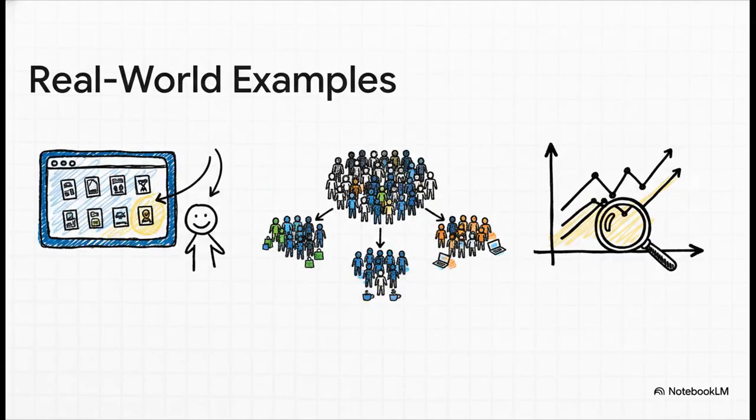This is the magic behind things like recommendation engines. You know when your streaming service just knows what you want to watch next? It's because an unsupervised algorithm has secretly grouped you with millions of other people who have similar tastes. It's also a total game changer for businesses, helping them find new types of customers they never even knew existed.